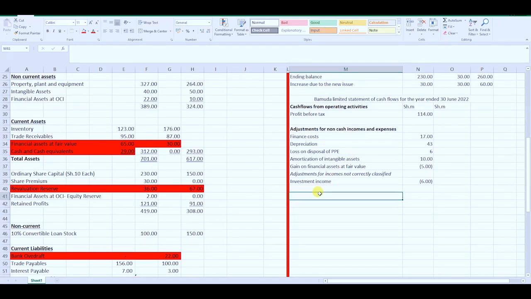Adjustments for working capital there. So this format, put that like that. The first item is decrease in inventory.